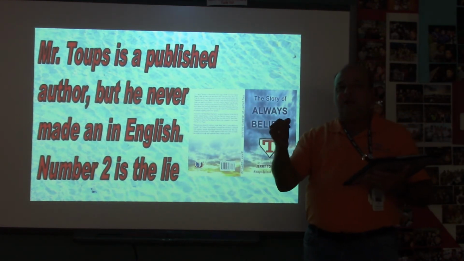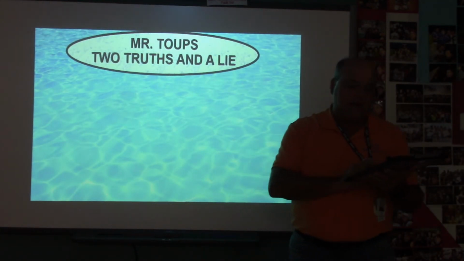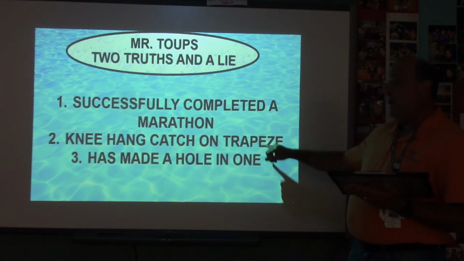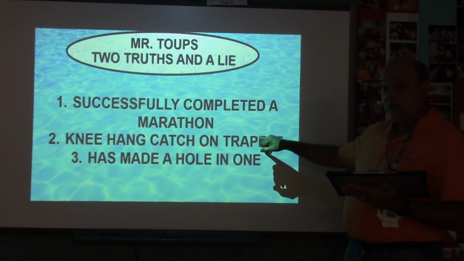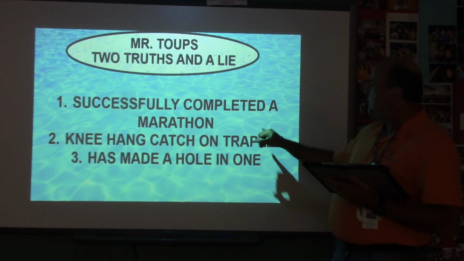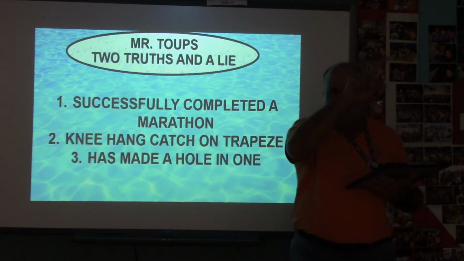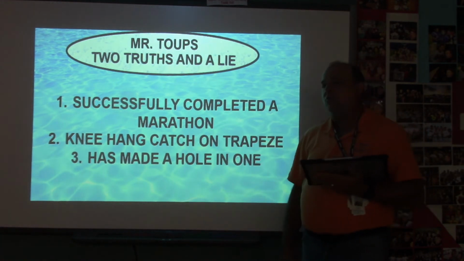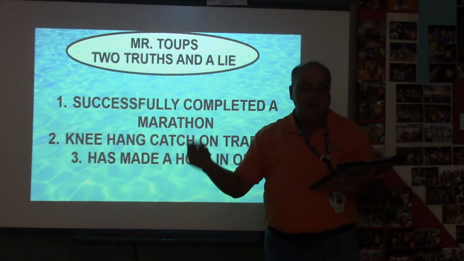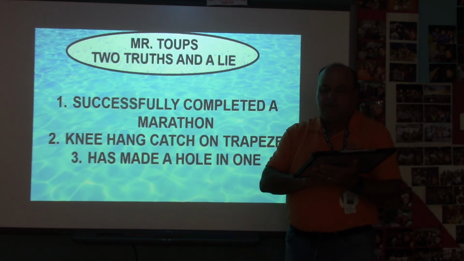Now then, hopefully you got that right. We're going to go to the next set. Two truths and a lie. One of these is a lie. Have I run a marathon, made a knee hang catch on a trapeze like in the circus, or made a hole-in-one in golf? So the marathon, the trapeze, or the hole-in-one. Circle which one you think the lie is on your piece of paper, that second one, circle the 1, 2, or 3. I'm going to give you the 2 truths and then the lie. So the marathon, the trapeze, the hole-in-one. And we're going to go here next.